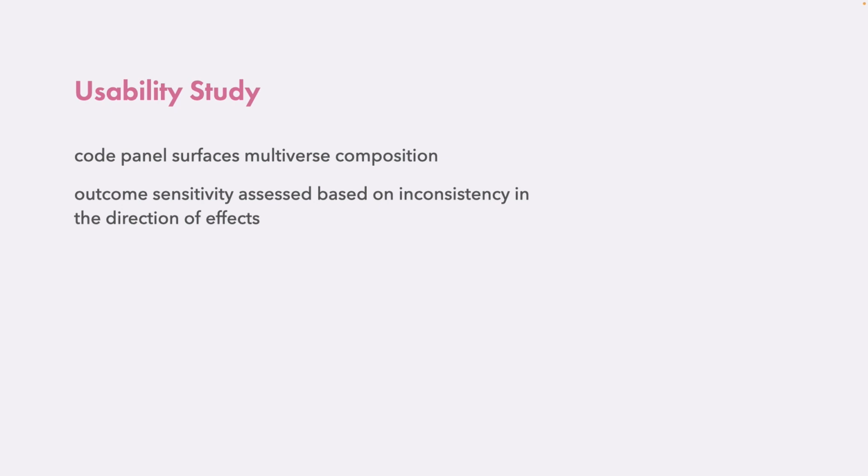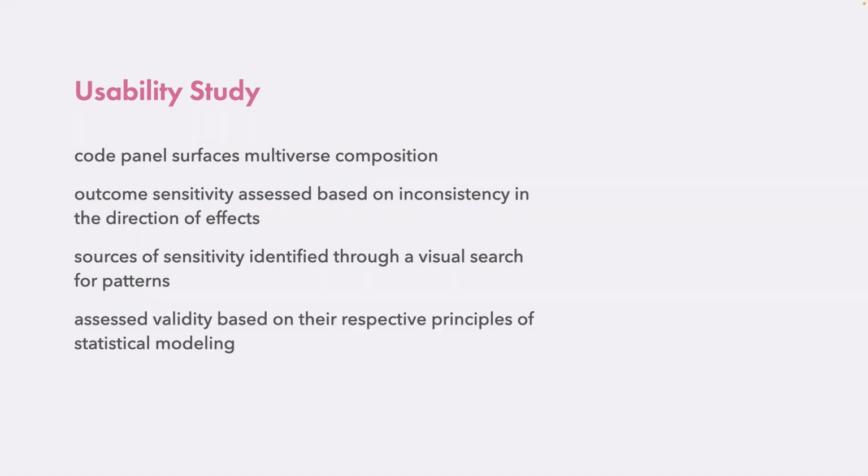Participants assessed whether an outcome is sensitive or not, primarily based on the direction of effects. If the multiverse results in outcomes which span both positive and negative values, participants found the direction of effects to be unclear and took this as a potential indicator for outcome sensitivity. To identify the sources of sensitivity, participants engaged in a visual search for patterns in the specification panel. We also observed that participants often discuss the reasonableness or justifiability of the choices included in the multiverse, suggesting that Milliways provided enough information to reflect on the validity of the multiverse construction.